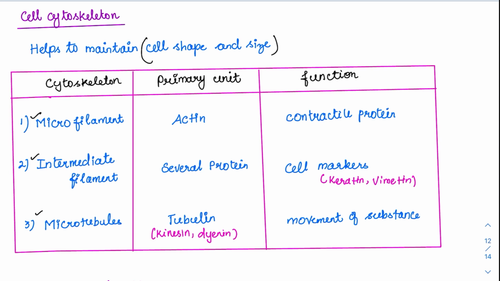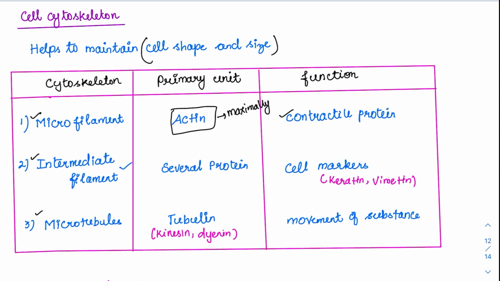The first one is microfilament. Microfilament, all of us should have studied actin and myosin. They are the microfilaments. The primary unit is made up of actin and it is the maximally available protein. And its function is as a contractile protein. Actin and myosin we will study in muscle physiology. It is a contractile protein.